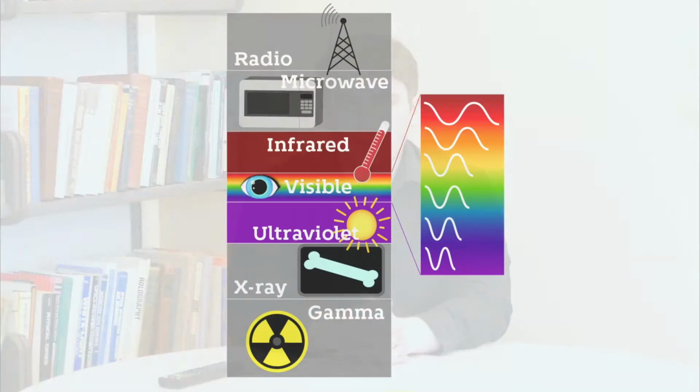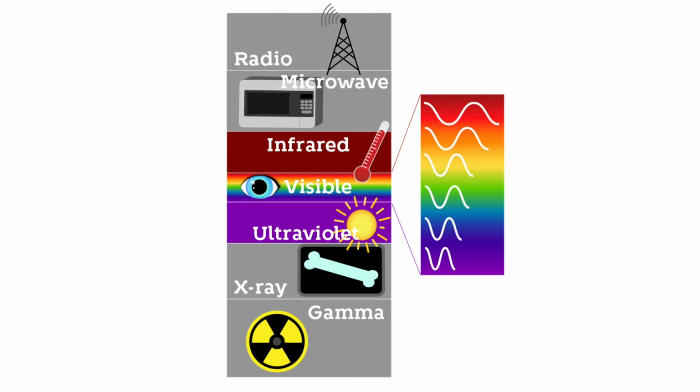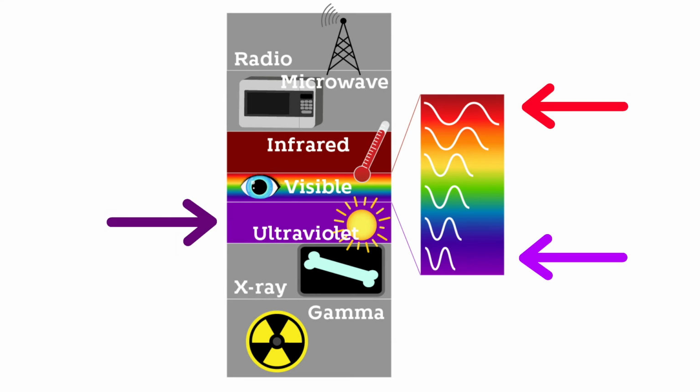Waves can be any length, from the height of a building to far smaller than you can see, smaller even than the atoms in your body. This diagram uses wavelength to categorize the different types of light. Note, violet is shorter than red, and ultraviolet is even shorter. So what would infrared look like?